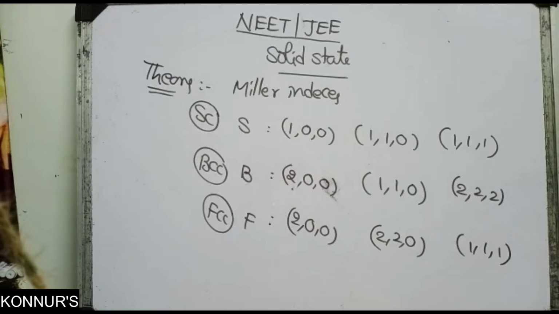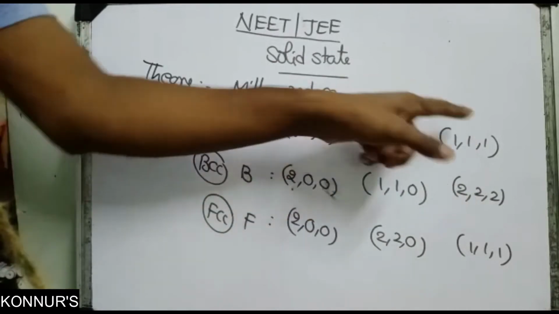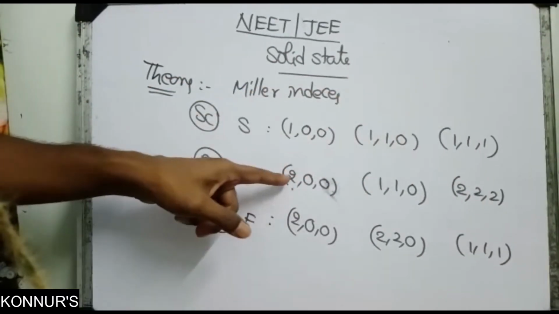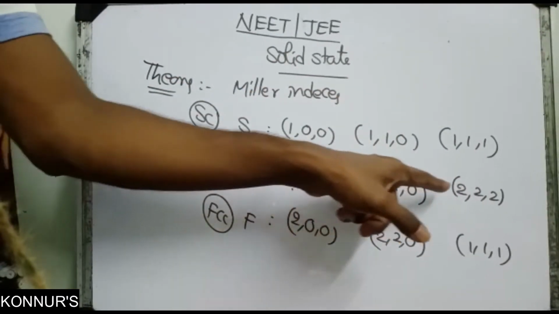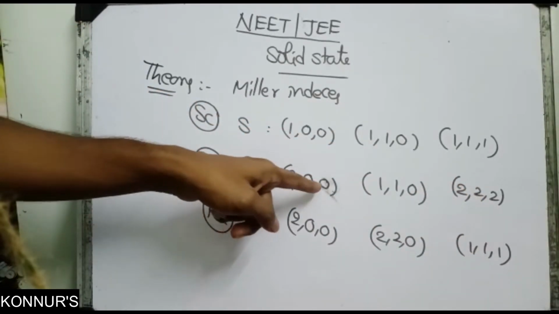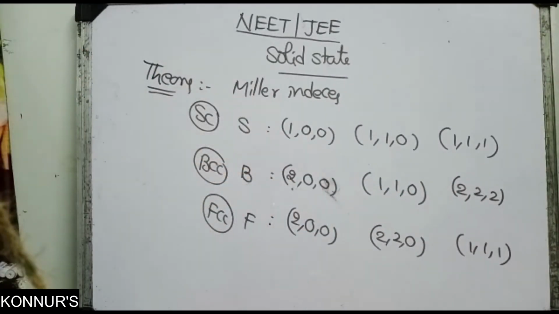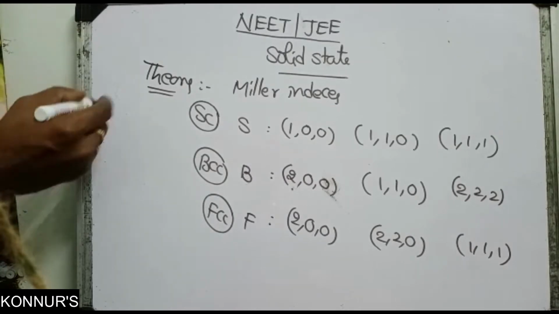Previously they asked: the sum of the Miller indices of which crystalline structure is an even number. Here 1 plus 1 is 2, here 3; two odd numbers, one even number. Here 2, here 1 plus 1 is 2, here 6. So your answer is BCC. The sum of the Miller indices becomes an even number.